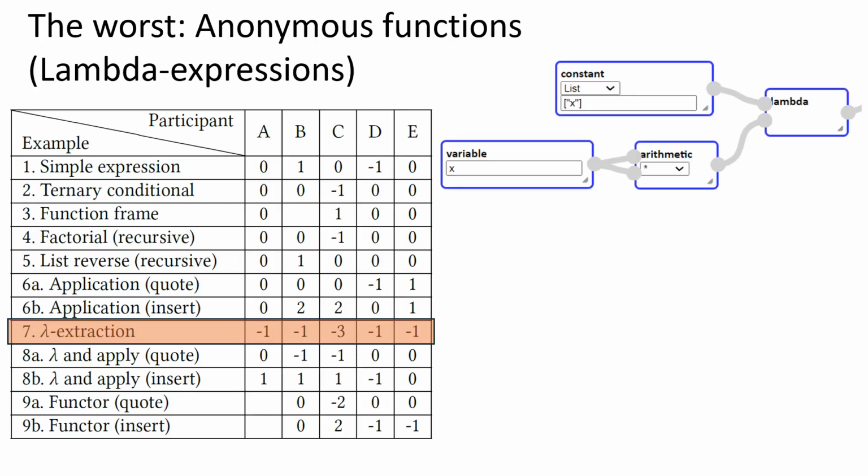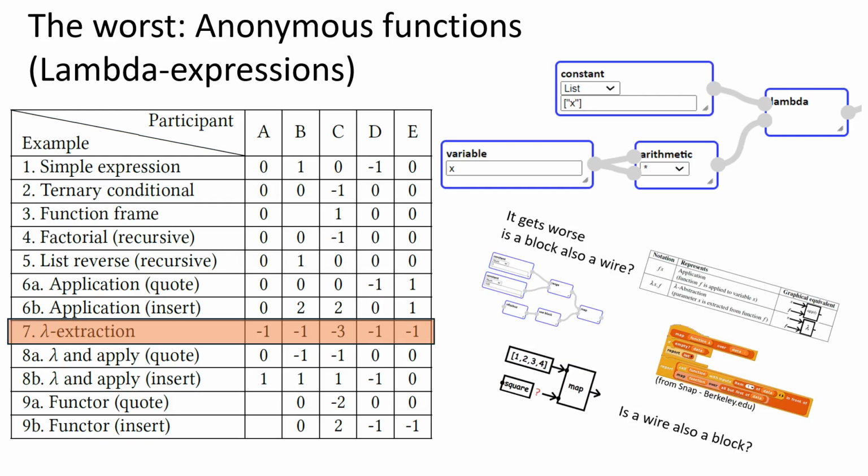Though the worst part of it all was what we call anonymous functions, which are about this idea that we are producing a block here, calculating a square, but we are passing it as if it was data, and that creates a lot of confusion. So that was the worst element of our work, which is this confusion when the idea that a block and a wire are not the same thing becomes unhelpful.